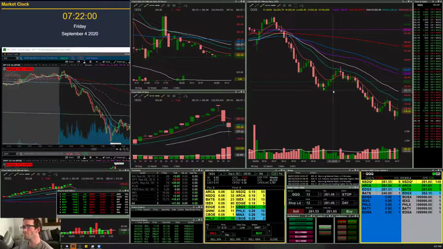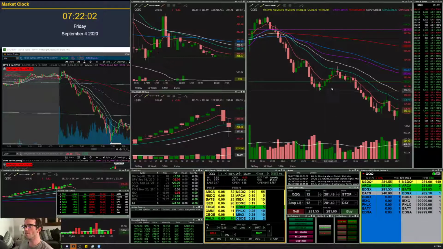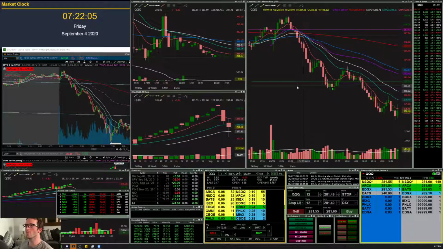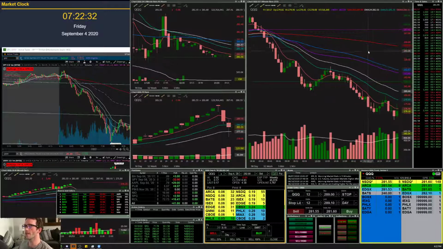So if the price gets to 289, and then limit 289.10, what's going to happen is when the price action gets to 289, it's going to trigger this order.